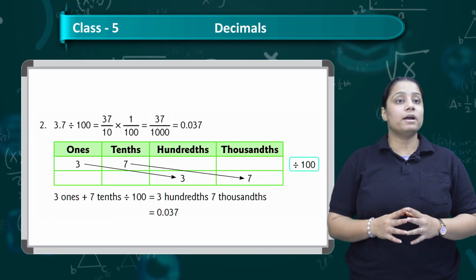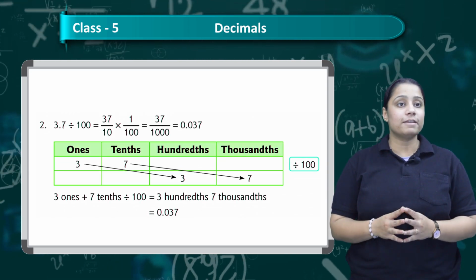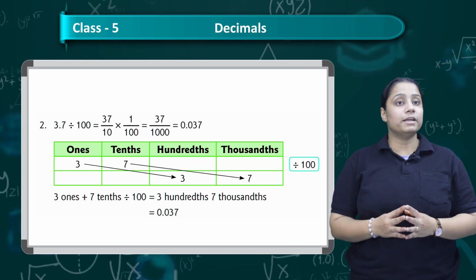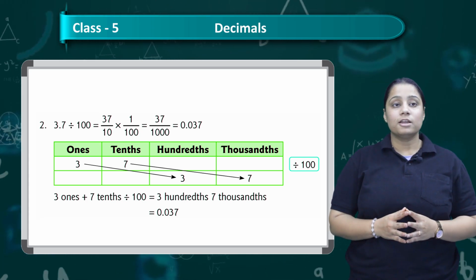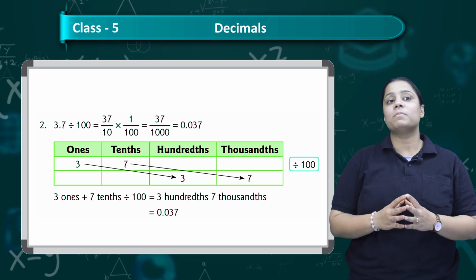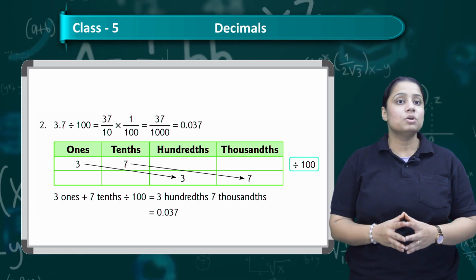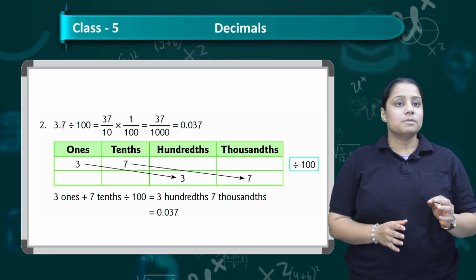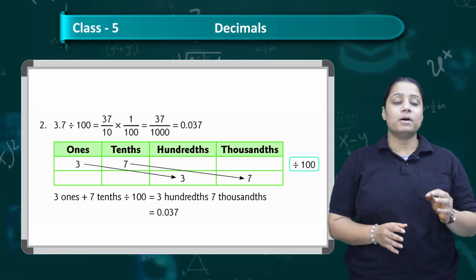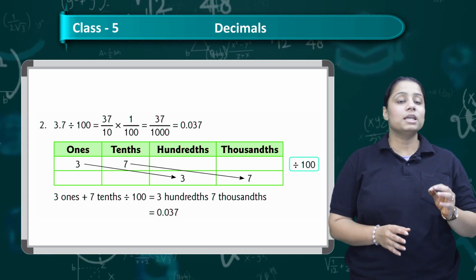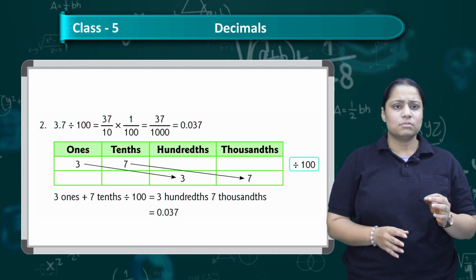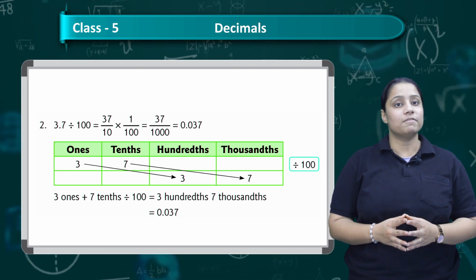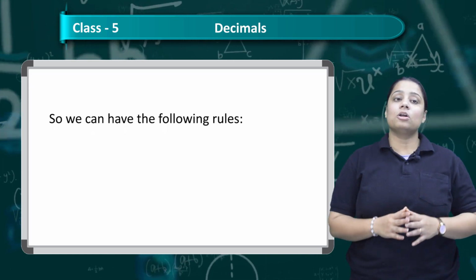3.7 divided by 100 is equal to 37 divided by 10 into 1 by 100, which is equal to 37 divided by 1000, which is equal to 0.037. 3 ones plus 7 tenths divided by 100 is equal to 37 thousandths, which is equal to 0.037. So we can have the following rules.